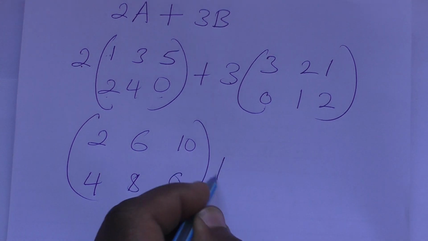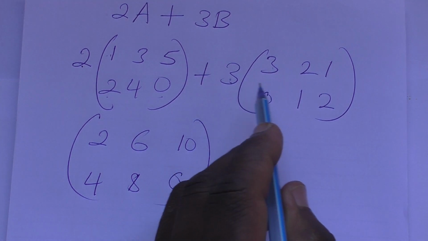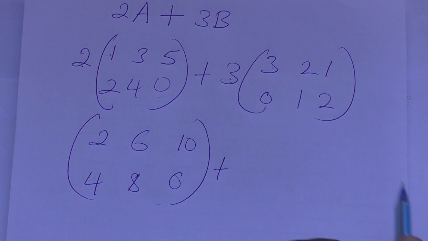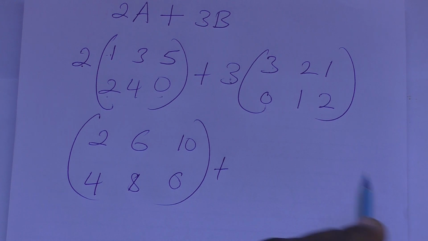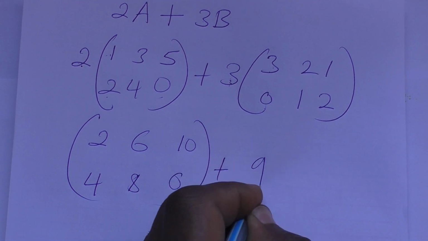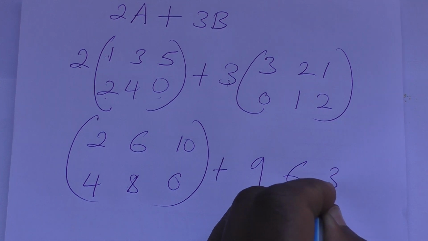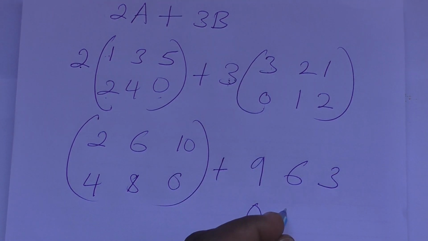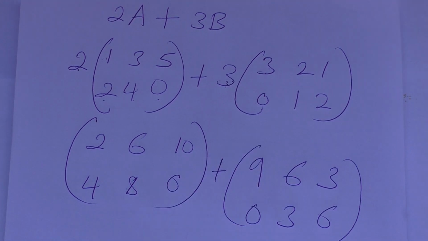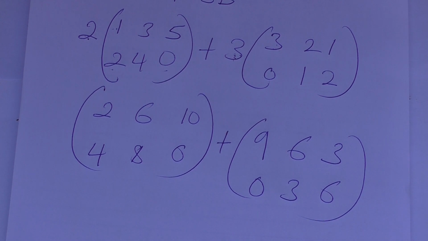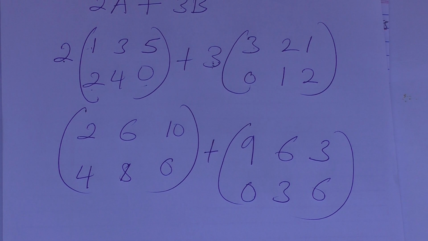Plus 3 does the same, multiplies each and every component of the matrix. So this is 9, 6, 3. This is 0, 3, 6. So that is now done. We are done with multiplying the matrices with the scalars.